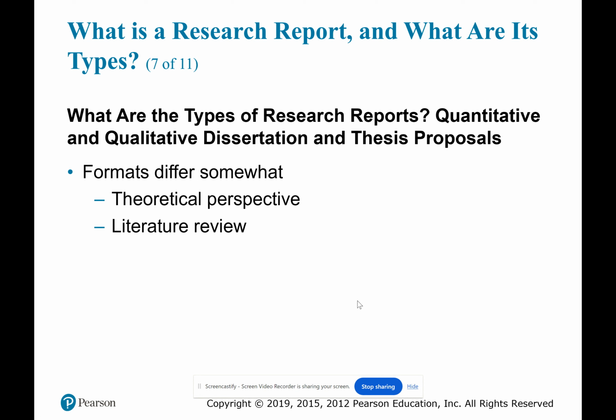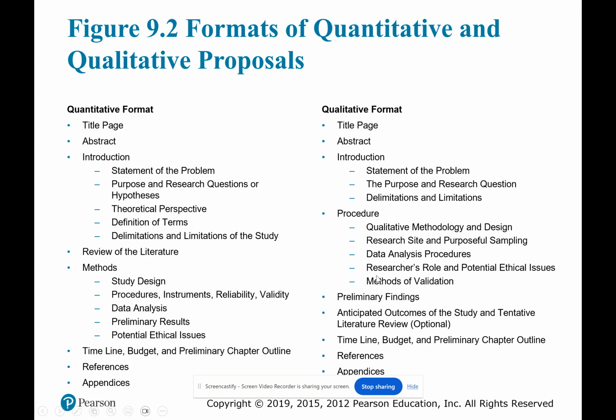Okay, so there are different types of research reports. There are your quantitative and qualitative dissertation and thesis proposals. The formats will differ somewhat. Some will go down a theoretical perspective, so that's for your qualitative proposals, which have a less standardized structure. Now your quantitative proposal has three major sections: your introduction, your review of the literature, and a methods section. So we're still talking about these different types of proposals.